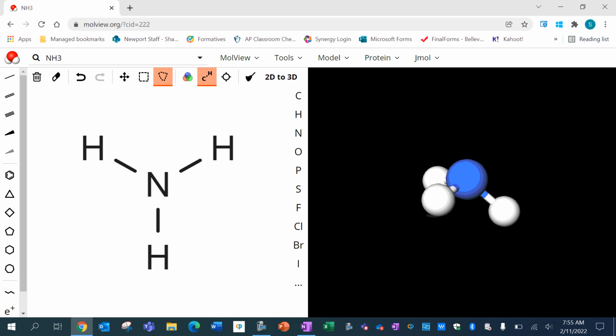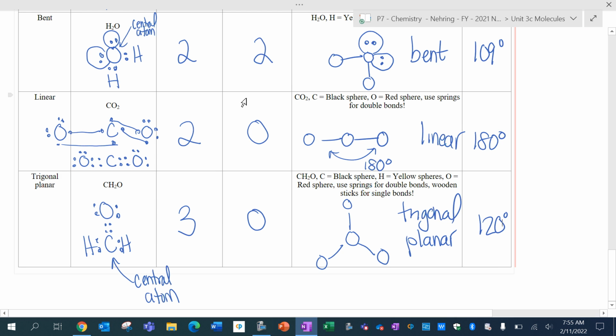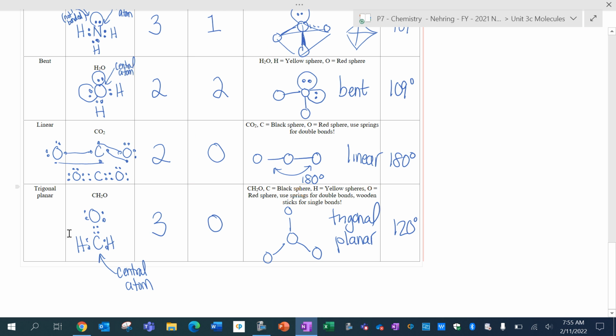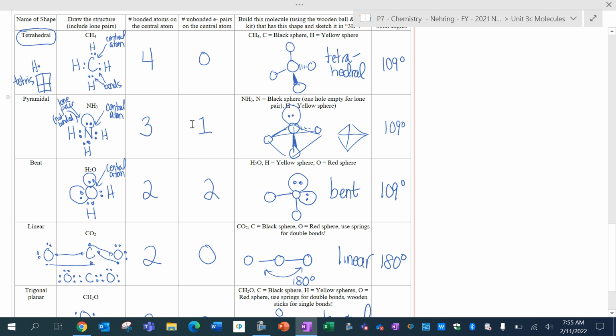Remember, the reason why this one is not planar is because there's this lone pair of electrons up here. So with CH2O, there's 3 things attached and no lone pairs. It makes it trigonal planar. If you have 3 things attached plus a lone pair, it makes this pyramidal shape. So those lone pairs will affect the shape. Just want to keep an eye on both how many things are bonded and also how many lone pairs are on that central atom.